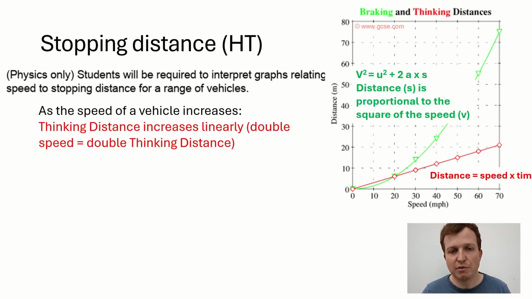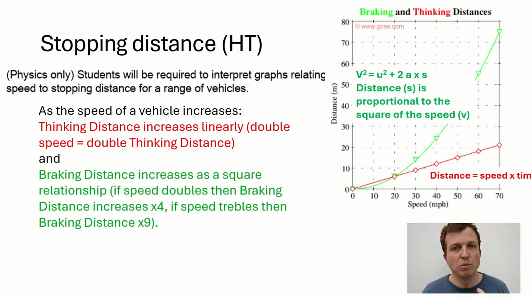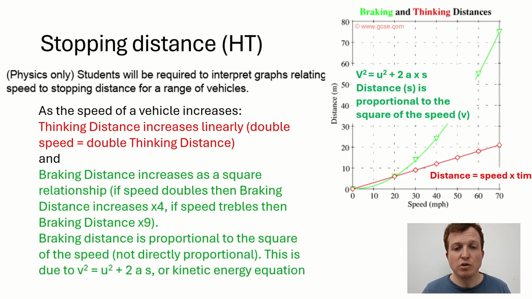So as the speed of the vehicle increases, we've talked about thinking distance already, it increases linearly, but the braking distance increases as what we call a square relationship. So if I was to double the speed, the braking distance goes up by a factor of 4. If I was to triple the speed, the braking distance goes up by a factor of 9. Notice that 4 is 2 squared, 9 is 3 squared, and so on. The reason for this is due to the v squared equals u squared plus 2as equation. I've just rearranged it there to make it a bit simpler. If we just pick out v squared and s, v squared is proportional to s. You could also use the kinetic energy equation and work done to prove this as well.